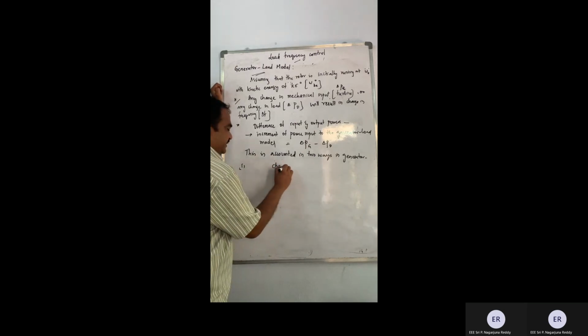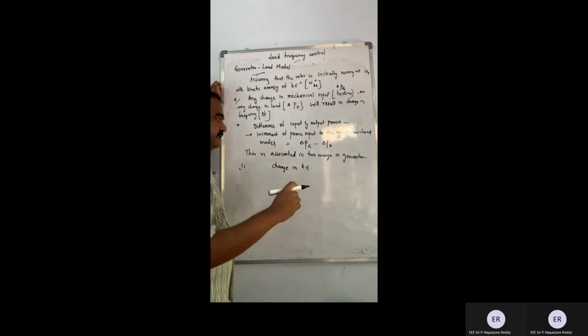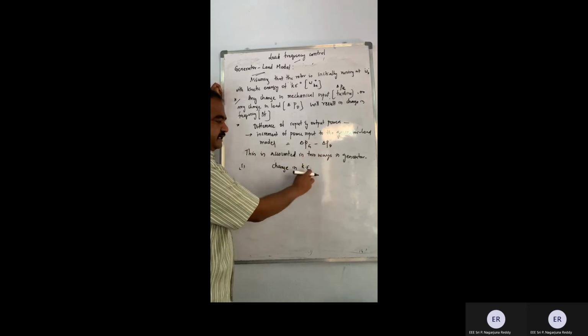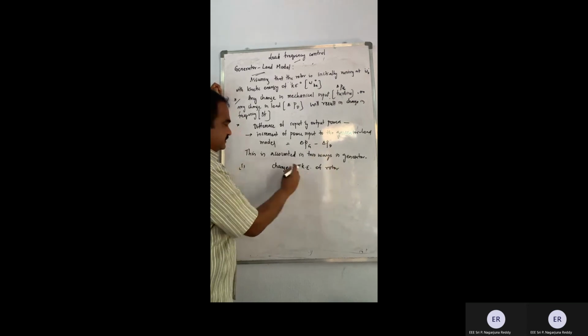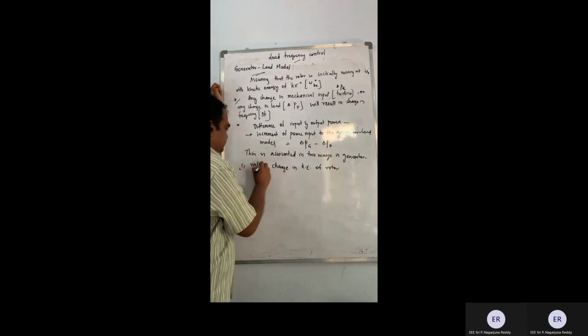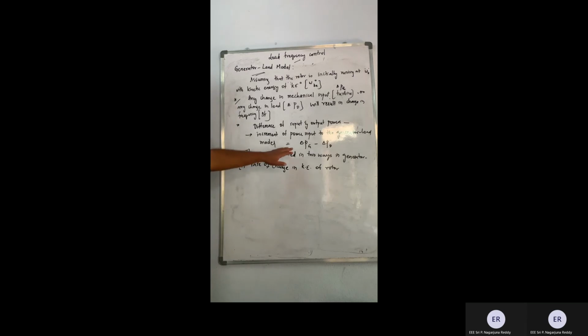So there will be a change in kinetic energy, isn't it? Whenever there is a change here, there will be a change in kinetic energy of the rotor. But since this is power, this is energy, what I will be writing is the rate of change in kinetic energy of the rotor. Okay. So it states that whenever there is a change here, there will be a change in the rate of change in the kinetic energy of the rotor.